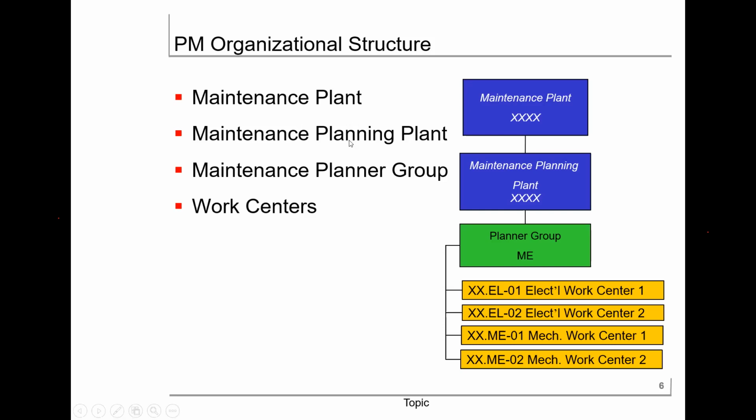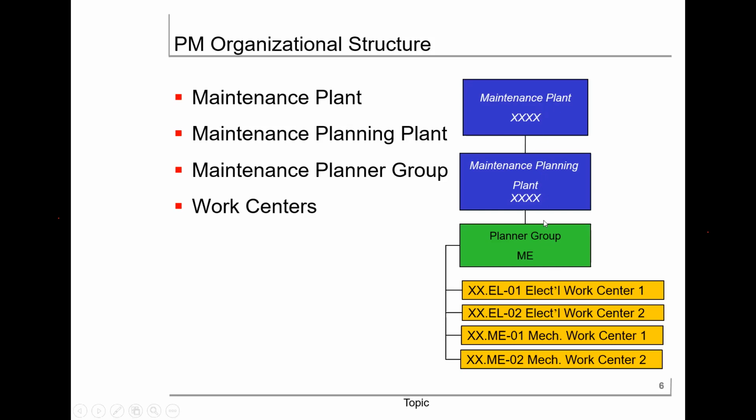And what is the difference between these two, maintenance plant and planning plant? Planning plant is where the action for that equipment takes place, and maintenance plant is where the maintenance work is physically carried out. Planner group is the group of people who are responsible for execution of the task, nothing but technicians. And finally, work center. Work center is the place where maintenance happens. You can see the same hierarchy here.